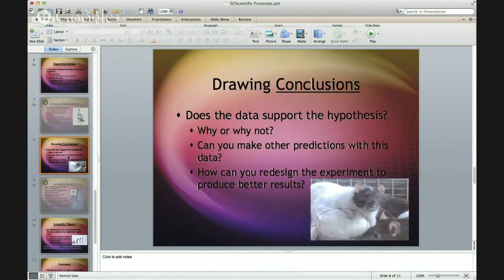And then finally, after our experiment, we can draw some conclusions. Does the data support our hypothesis? Can we make other predictions? Can we redesign the experiment?